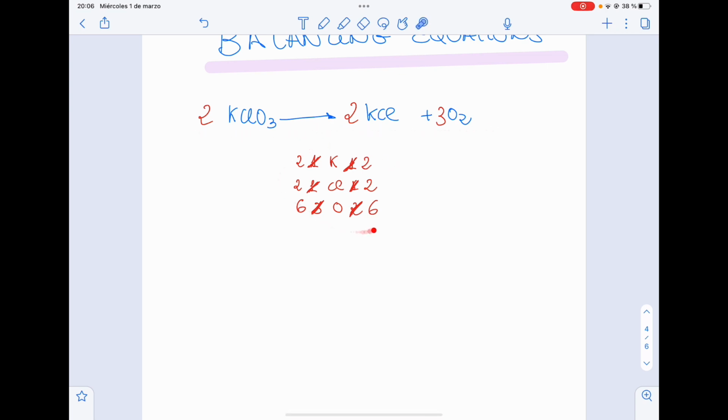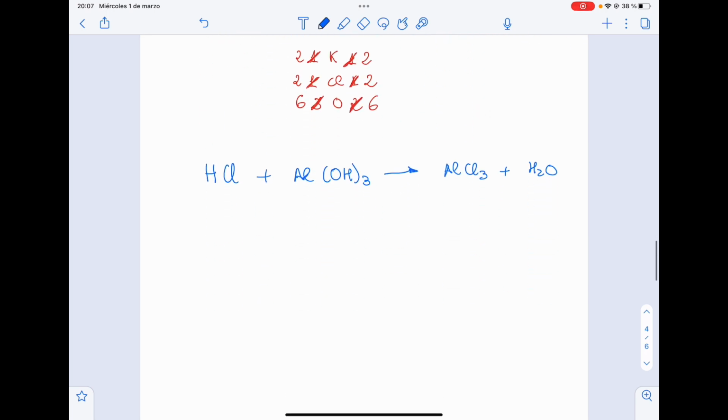Remember that this is only a draft that we do to practice. It's not necessary to put this in the final answer, okay? The final answer would be this, 2, 2, and 3. Okay, let's do a second example now.